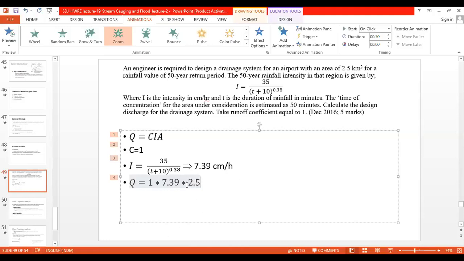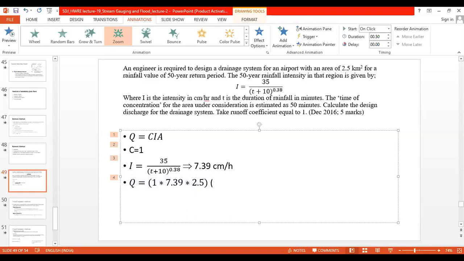Okay, so now area is in square kilometer, intensity is in centimeters per hour. So here we will be required to have a multiplying factor, or rather unit conversion we can say. Unit conversion, that is intensity from centimeters per hour to meters per second.